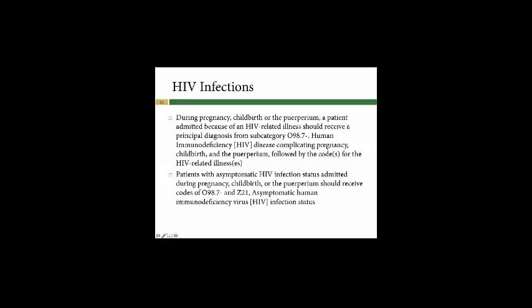Patients with asymptomatic HIV infection status who are admitted get that same code, 098.7, and a Z code, a status code, Z21, asymptomatic human immunodeficiency virus infection status. So we report that to the payer.